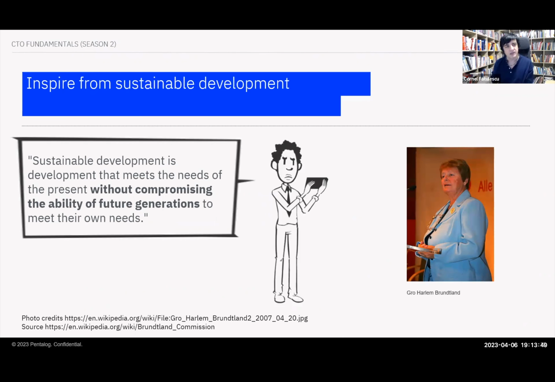He continues with his studies, and he lands on something very interesting: sustainability. And the definition here is: sustainable development is development that meets the needs of the present without compromising the ability of future generations to meet their own needs. He finds this definition very sane, very healthy.